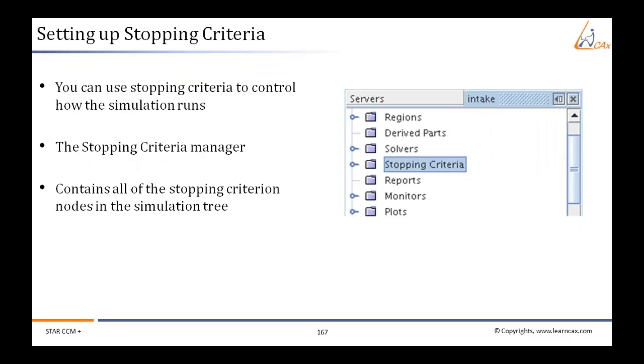Similar to the initial guess, we also have to dictate to the software where it has to stop calculations. This is done by using the stopping criteria. You can use stopping criteria to control how the simulation runs. The stopping criteria manager node contains all of the stopping criteria nodes in the simulation tree.